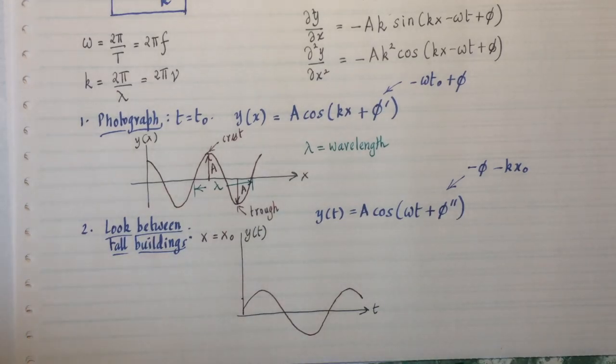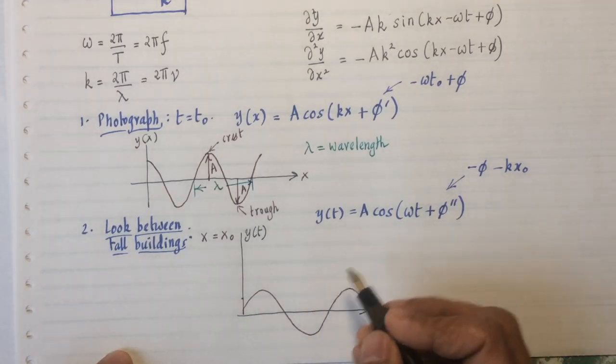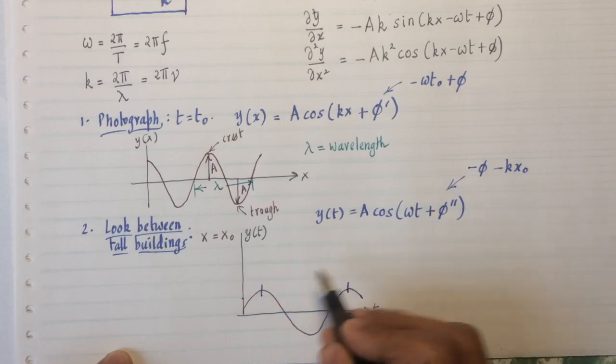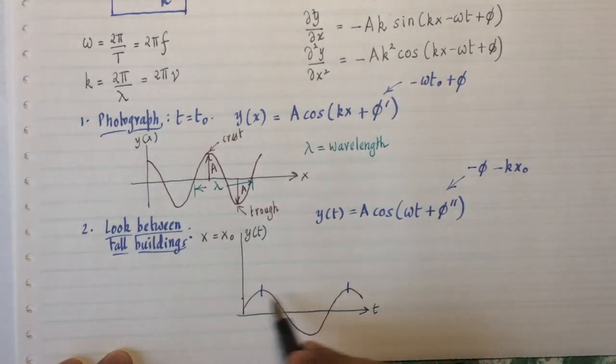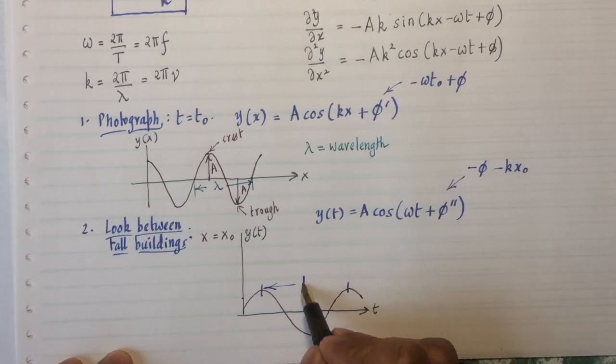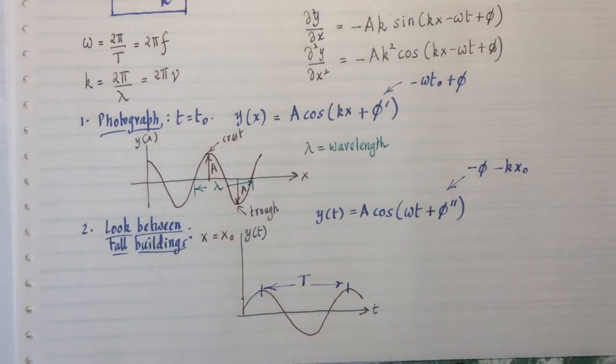So you'll be able to see the period. The period is the time taken to go between two successive crests. That's probably the best thing to use in this case because of my drawing, so that you can see that there.